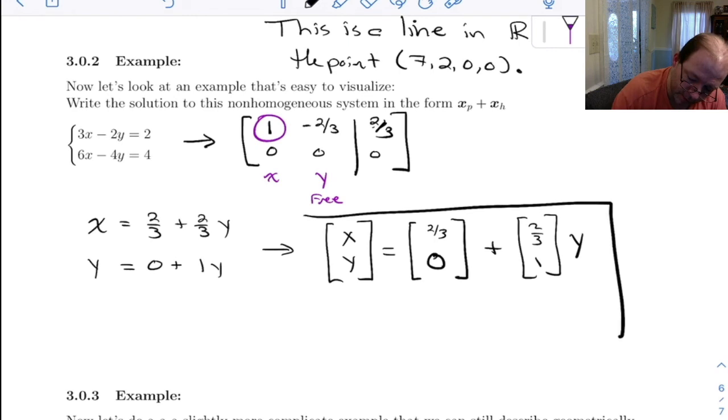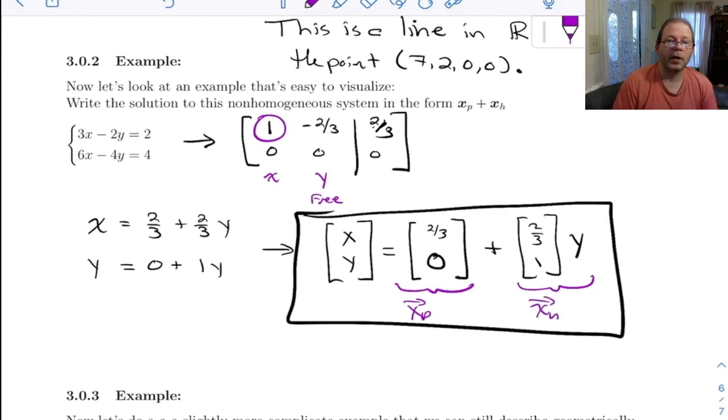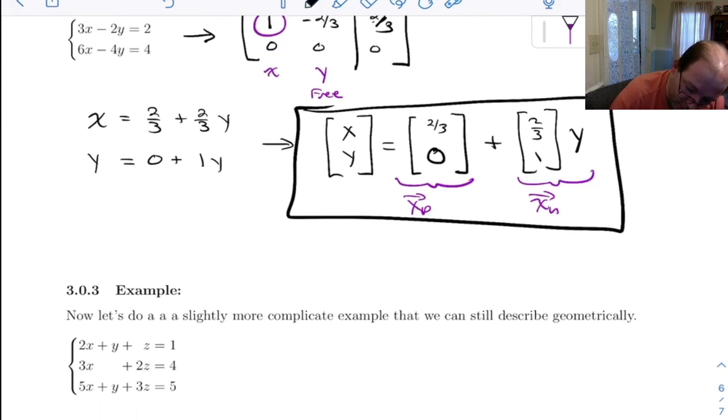So this is my solution, and this is my particular solution to the non-homogeneous version, and this is the solution to the homogeneous version. Now, this is a lot of work for a line. This over here, if you take (2/3, 1) and multiply it by anything, what you've got there is just the line that goes through the origin.